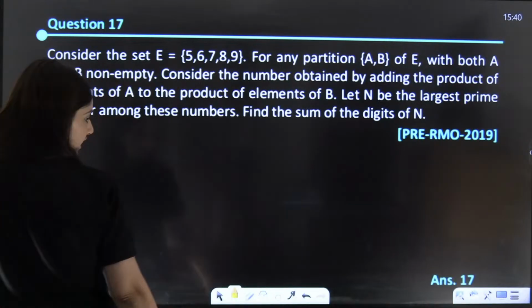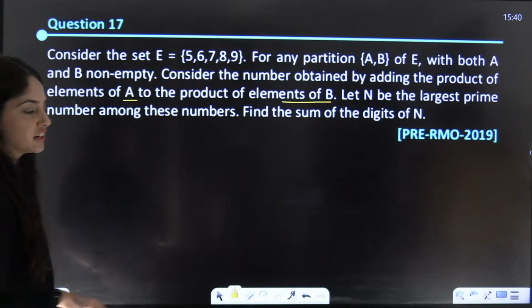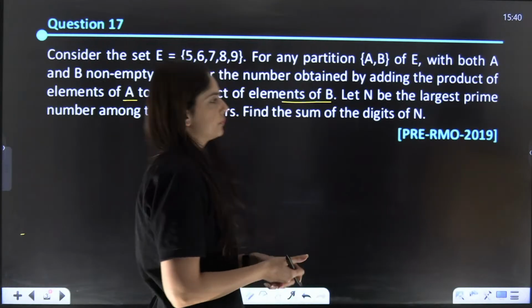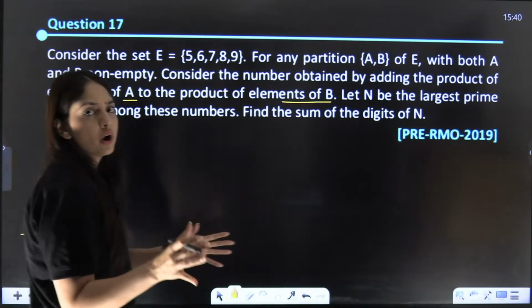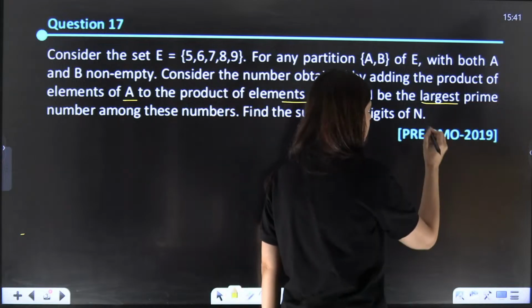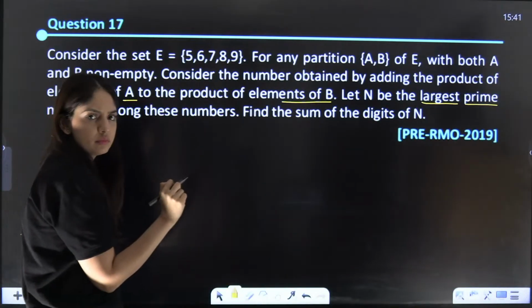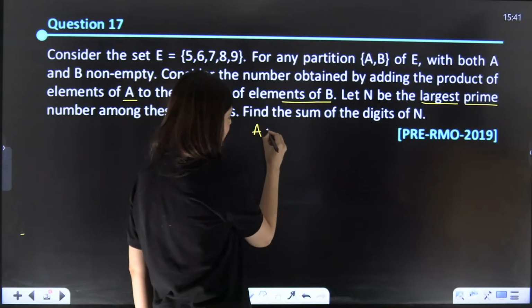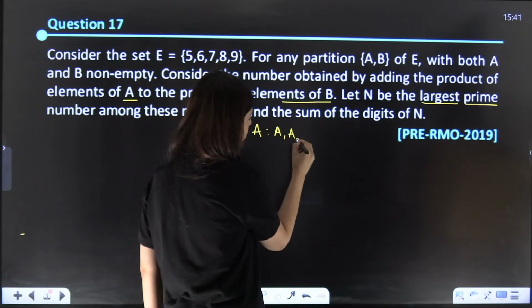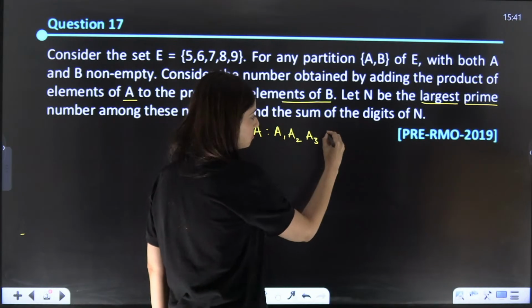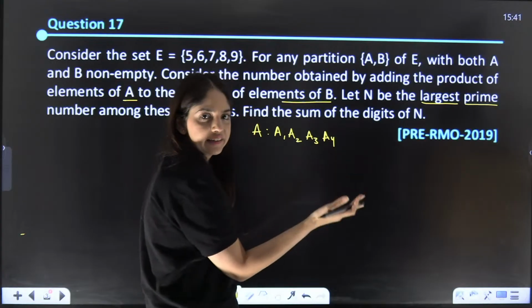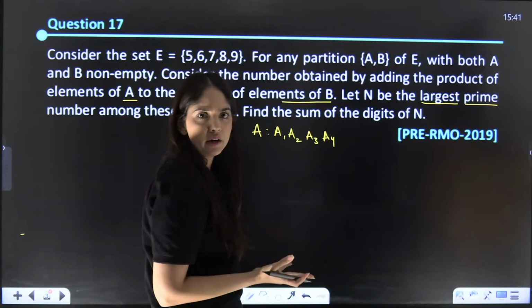17. Yes, 17 is the correct answer. Good job. Let's see how. So, what do we want? Largest prime, right? So, let's say A has elements A1, A2, A3 or A4. It can be either 4 elements or 3 elements.